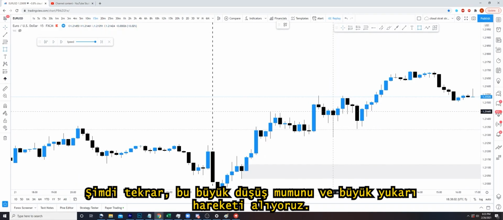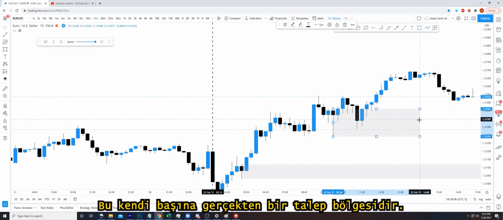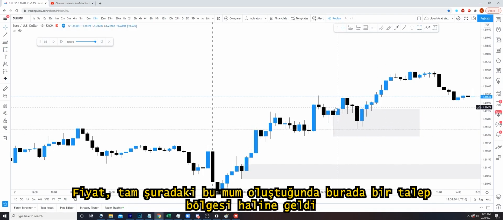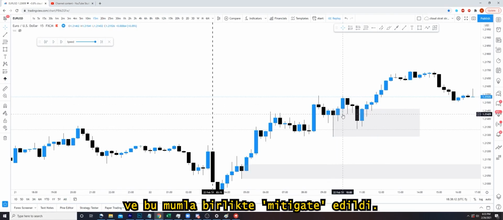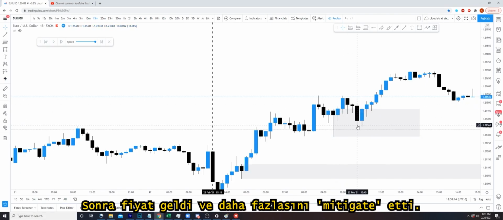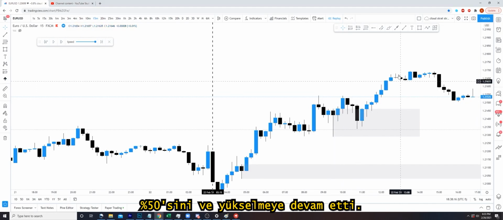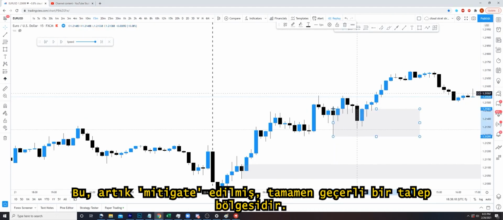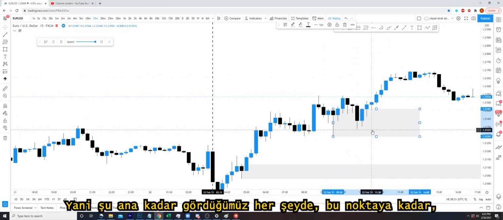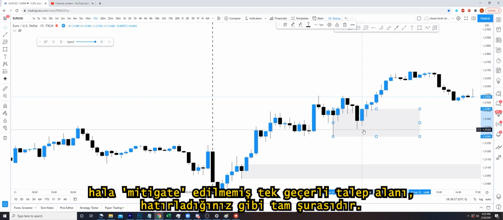Now again, we get this big down candle, big move up. This on its own is indeed a demand zone. Price became a demand zone here when this candle right here formed and got mitigated with this candle here. Then price came and mitigated more of it, the 50%, and continued higher. That is a perfectly valid demand zone that is now mitigated. So far, in everything we see up till this point, the only valid area of demand that has still not been mitigated is this one right here, as you remember.